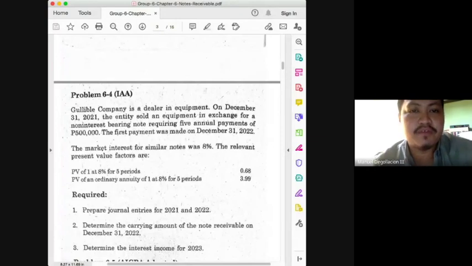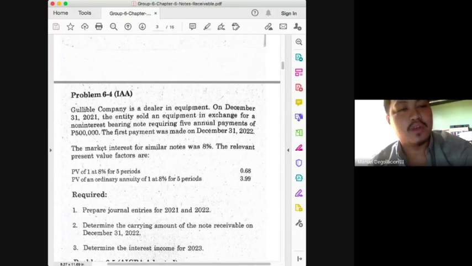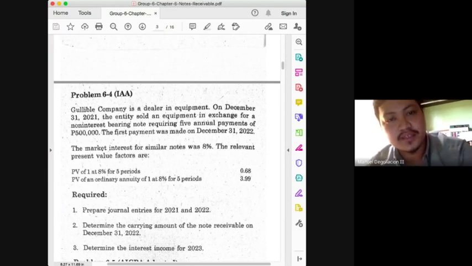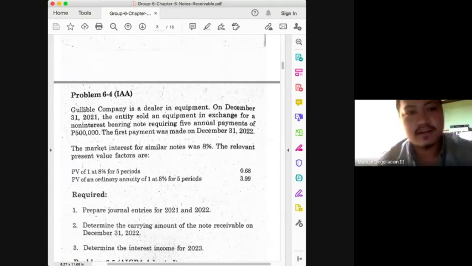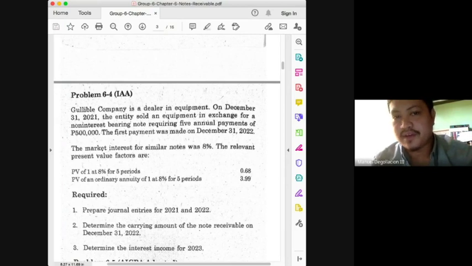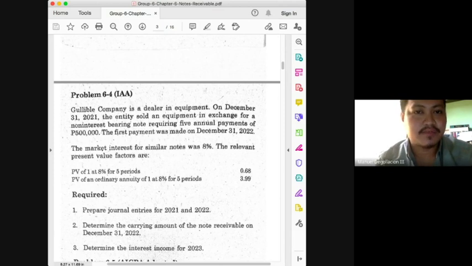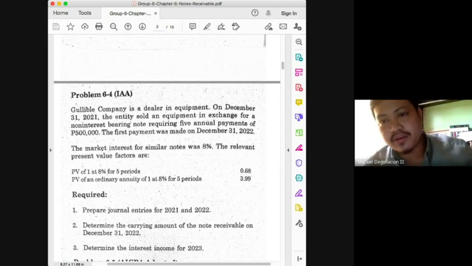Where did we get 505,000? 2,500,000 minus 1,995,000. Okay, so the complete entry for the date of the transaction would be: debit notes receivable 2,500,000, credit sales 1,995,000, and credit unearned interest income in the amount of 505,000. And this 505,000 will be earned in the next 5 years. But the 1,995,000 will be recognized as sales already.